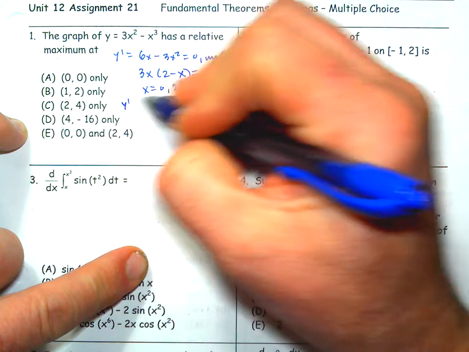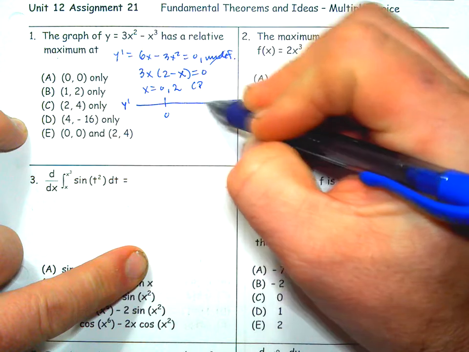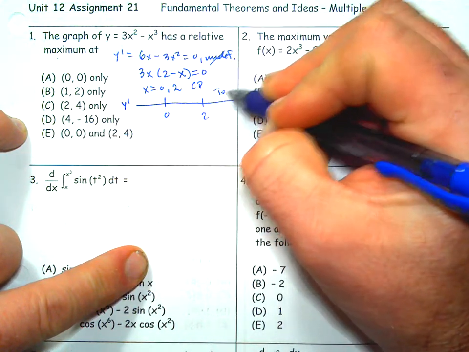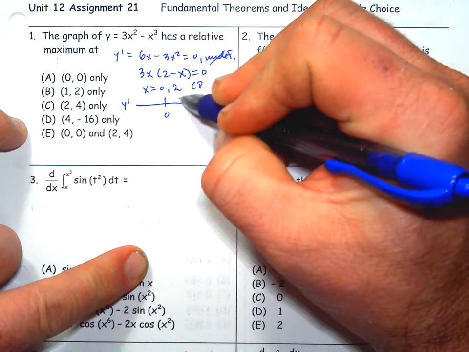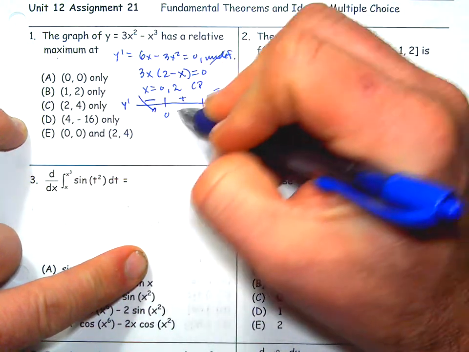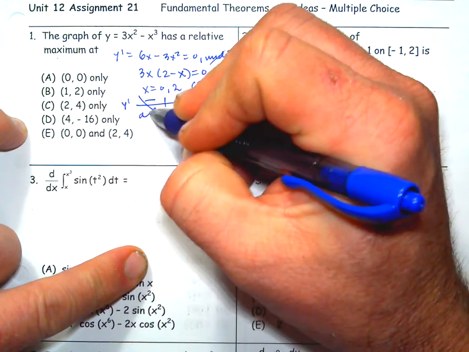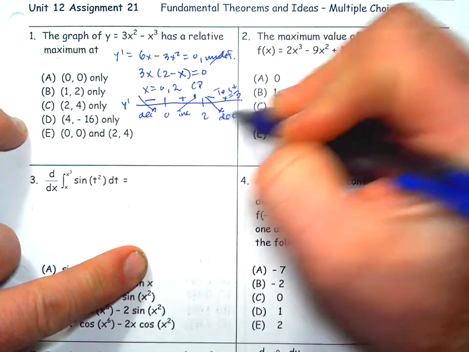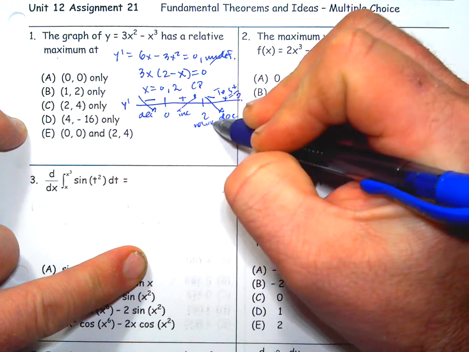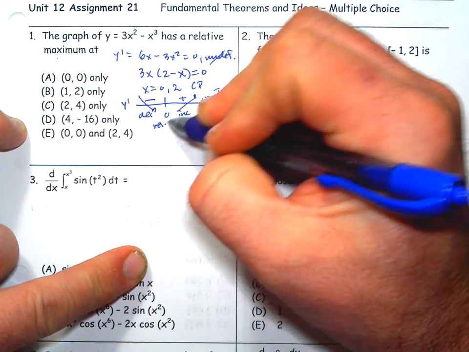We'll do a line check. Put 0 on there, put 2 on there, test a point. X equals 3. It's going to turn out negative, positive, negative. So we are decreasing, increasing, decreasing. This is a relative max. This is a relative min.